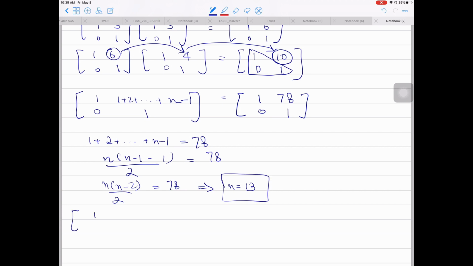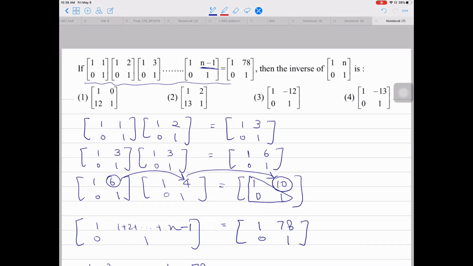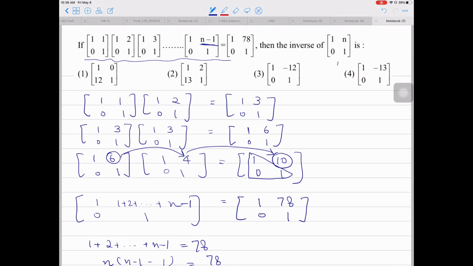So we need to find the inverse of [1 13; 0 1]. The inverse of a 2 by 2 is really easy. We switch these two diagonal numbers and put a negative in front of these two numbers. So the inverse is [1 -13; 0 1], which is option 4.